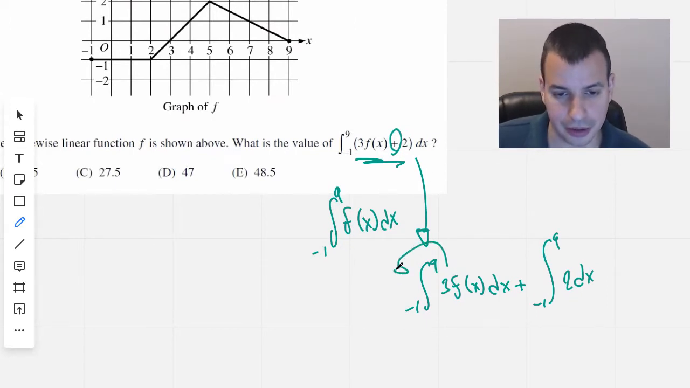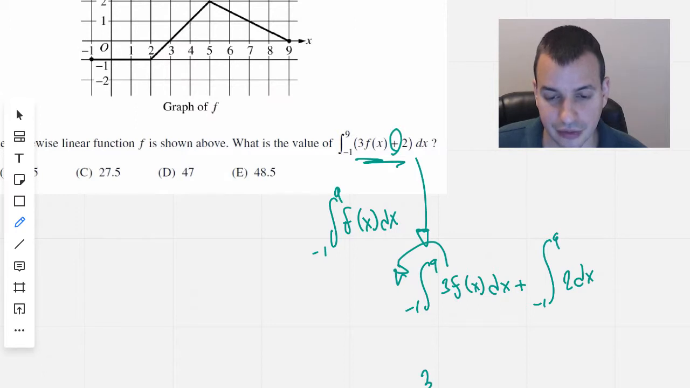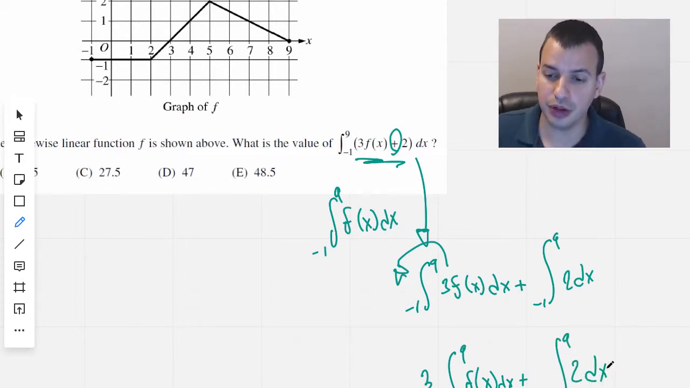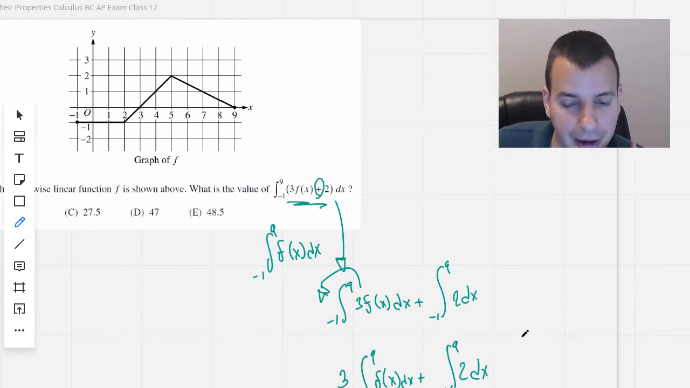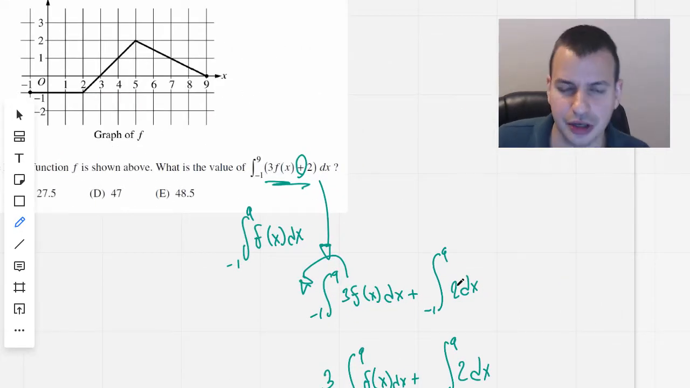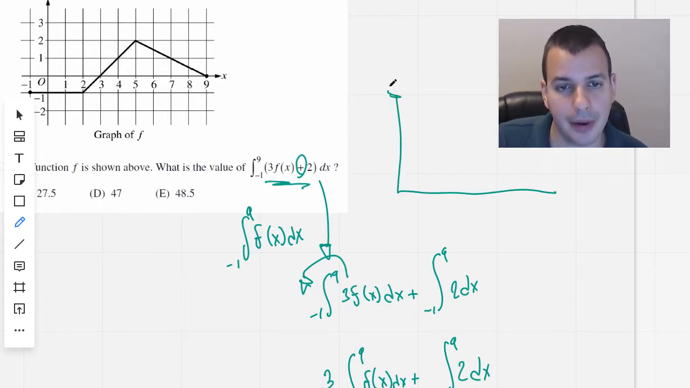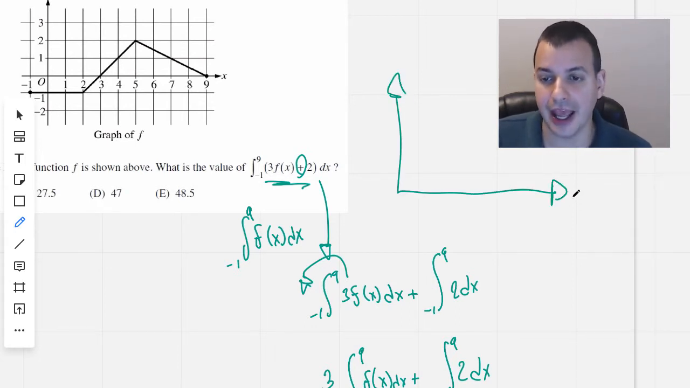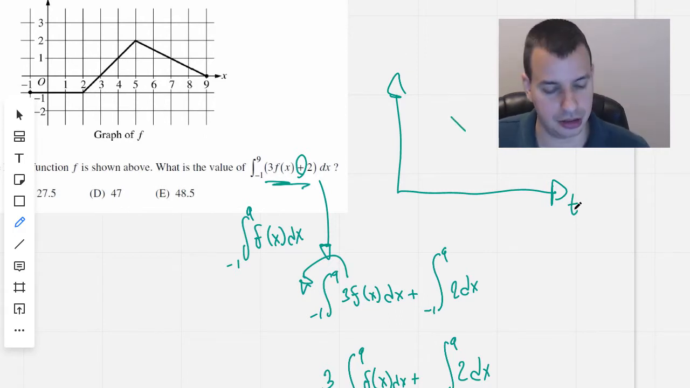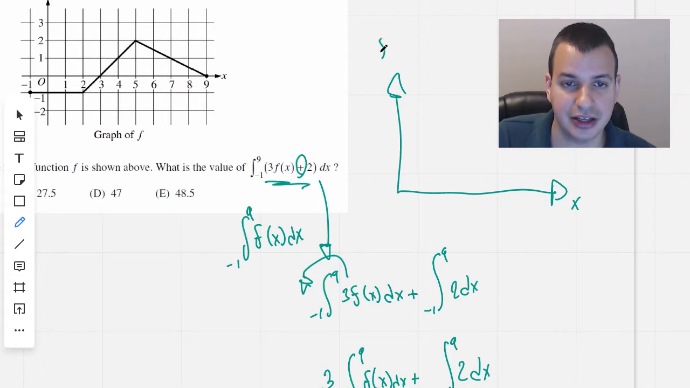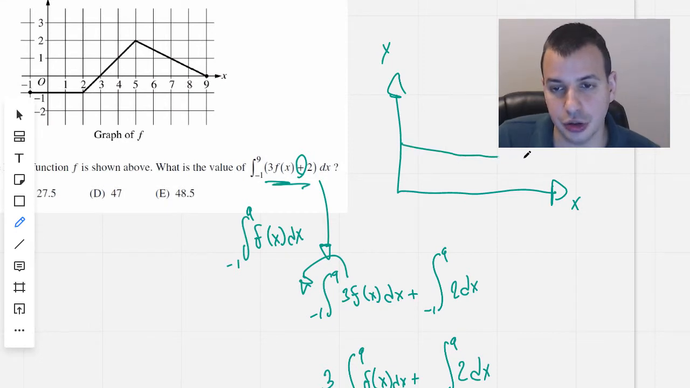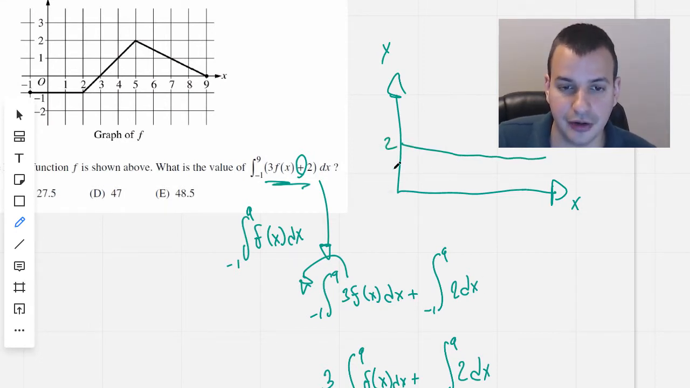We then pull the 3 out, and we have 3 times the integral from -1 to 9 of f of x dx plus the integral from -1 to 9 of 2 dx. We haven't learned how to do antiderivatives yet, so we don't know how to do this second part, but we could figure it out. This will be x, this will be f of x, and let's call this y. We have 2 here, and we're going to find the area under the curve from -1 to 9.